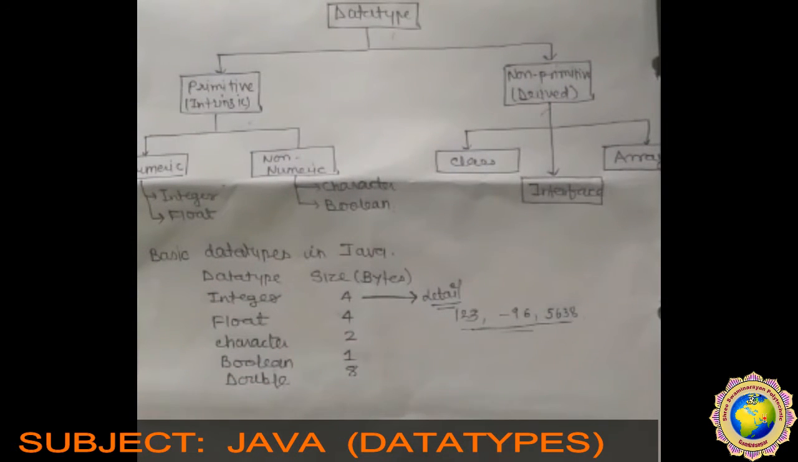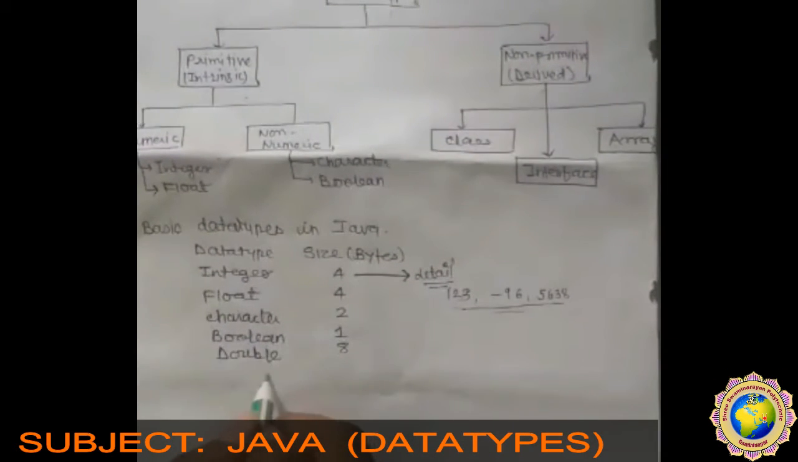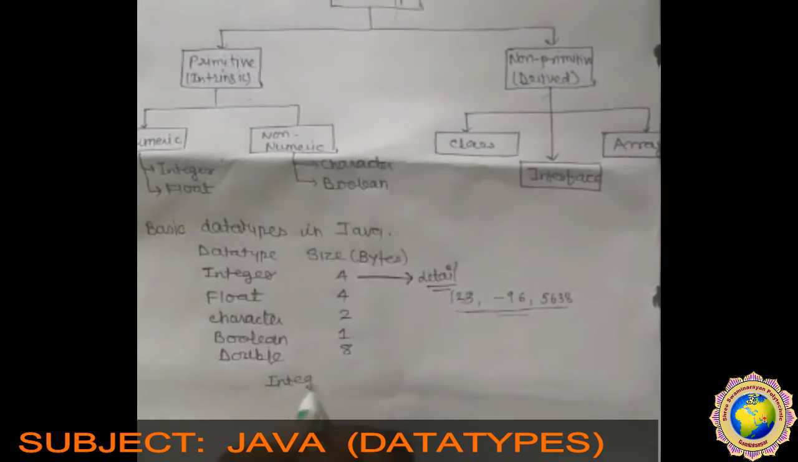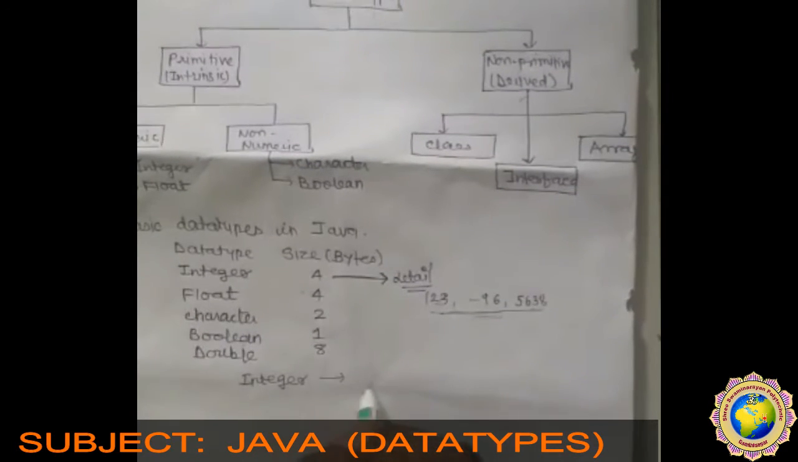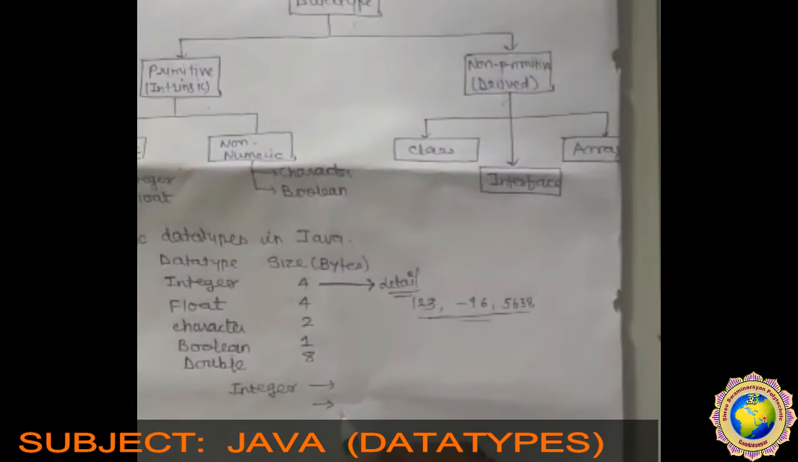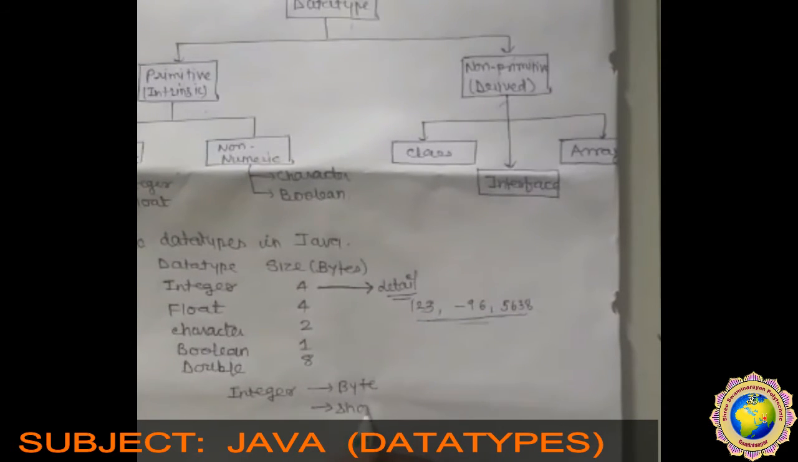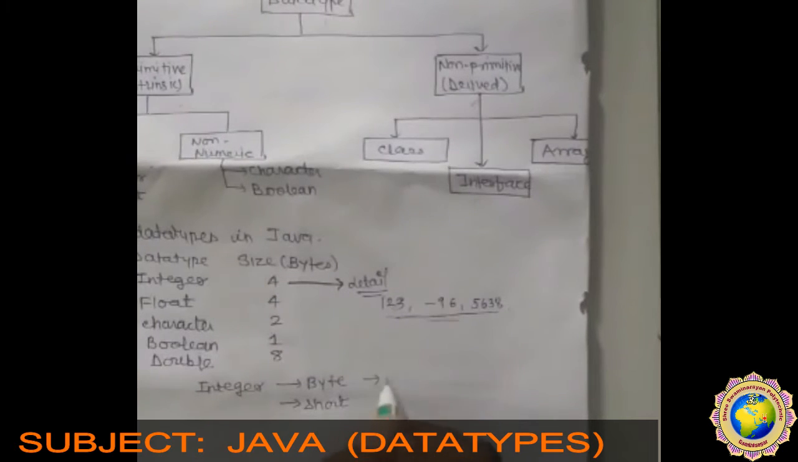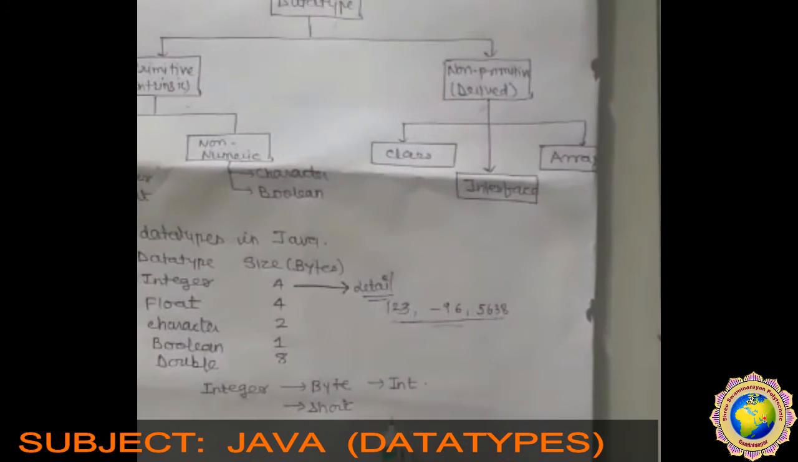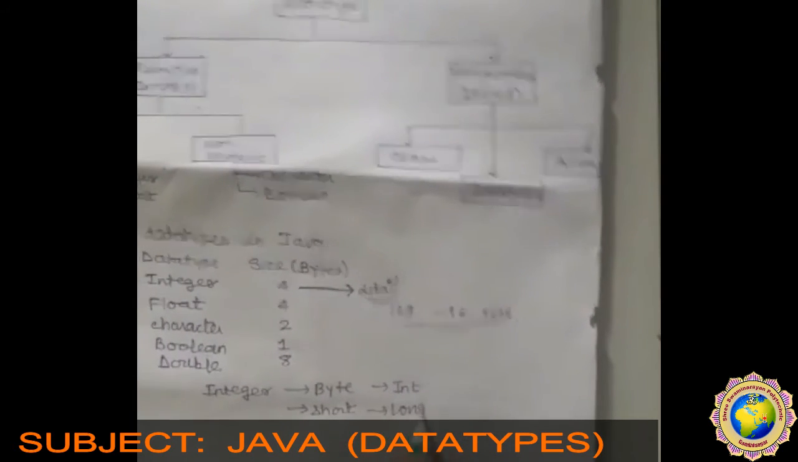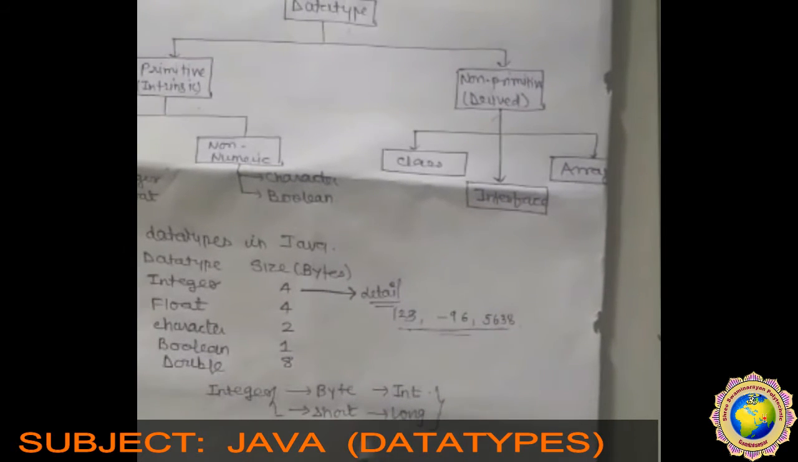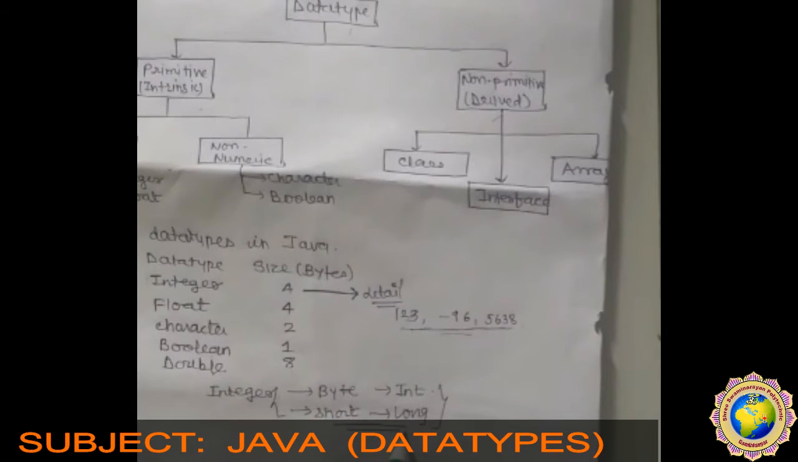Java supports 4 types of integer. First, that is the byte. Second, that is the short. Third, that is the integer. And last, that is long. These are the 4 types of the integer data type.